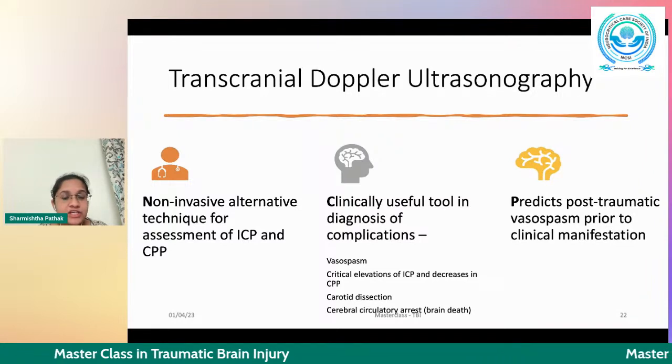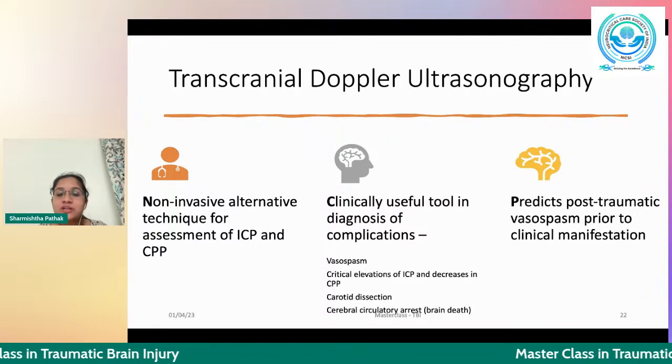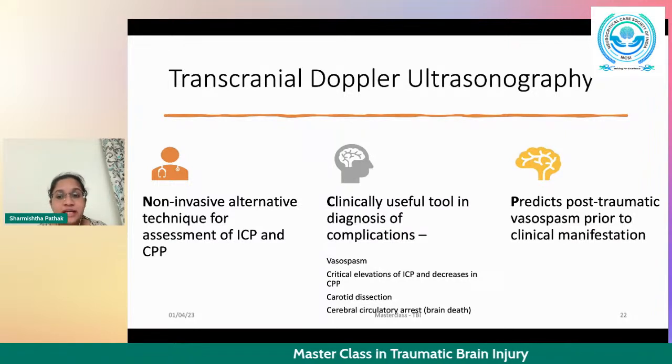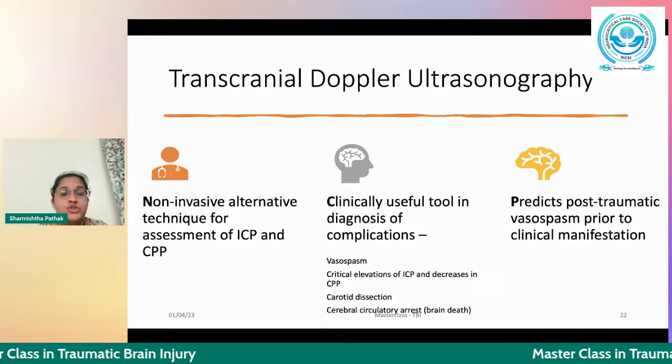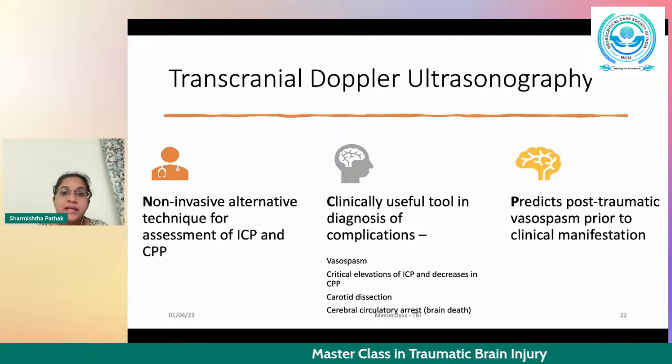carotid dissection, and cerebral circulation arrest, that is brain death. It also helps us in predicting post-traumatic vasospasm prior to any clinical manifestation, thus giving us a crucial time window to intervene early and provide a better prognosis to the patient.